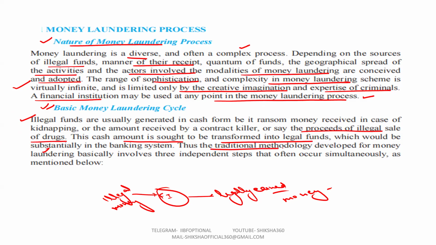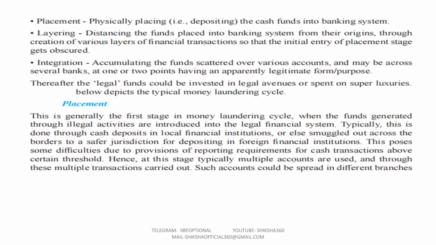So the traditional methodology developed for money laundering basically involves three independent steps. Very, very important. You will basically get this question in the examination. Clear? These are three independent steps that often occur simultaneously. What are these three steps? That is placement, layering, and integration. Clear? You have to remember the sequence also. First of all, we have the placement, then layering, then integration.